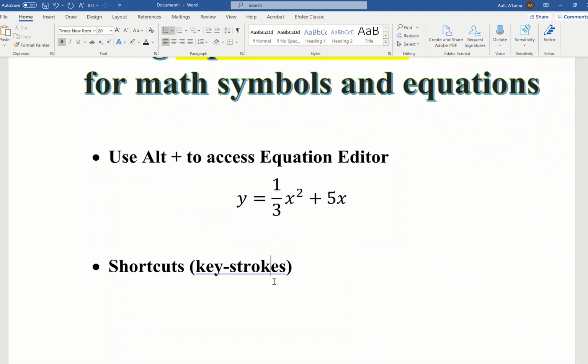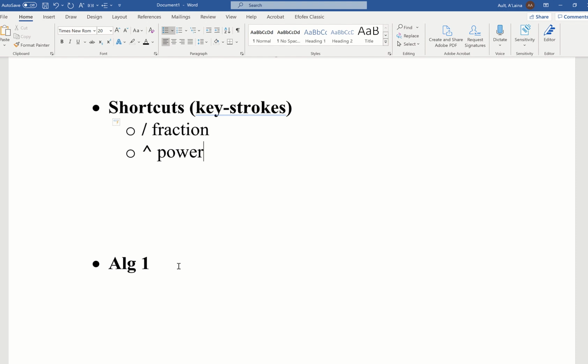So some shortcuts for keystrokes is you can use that as the fraction button. You can use this as the power button, and that's really, really nice. And those tend to be the ones that people use the most. There are other ones that you can use.